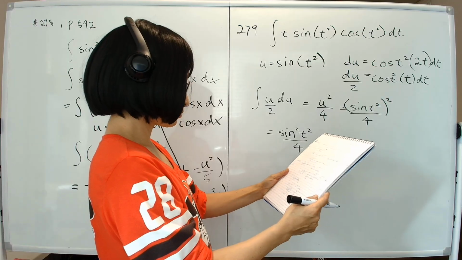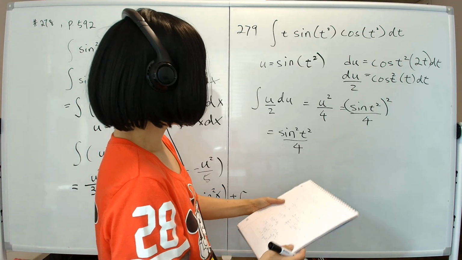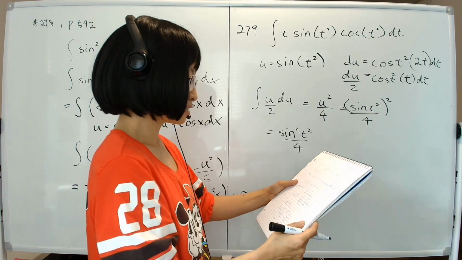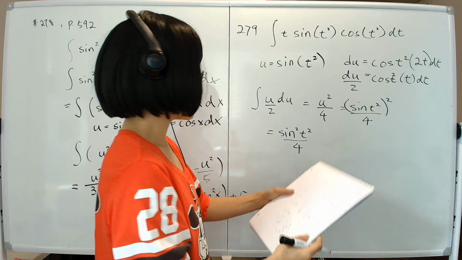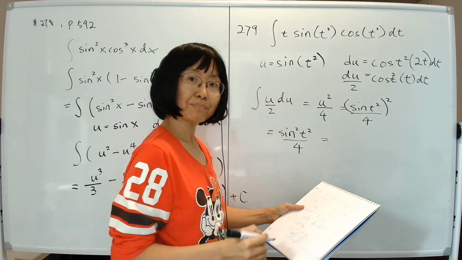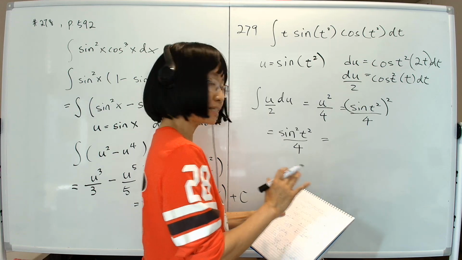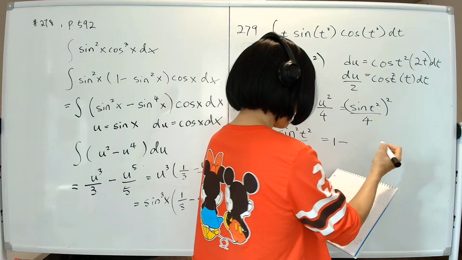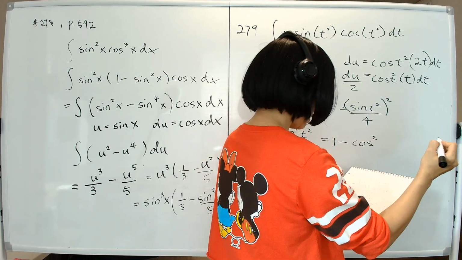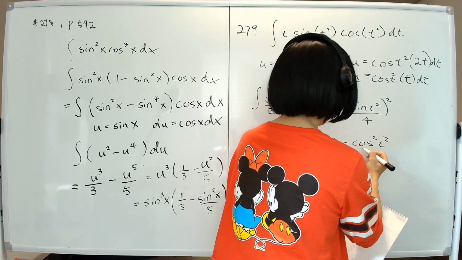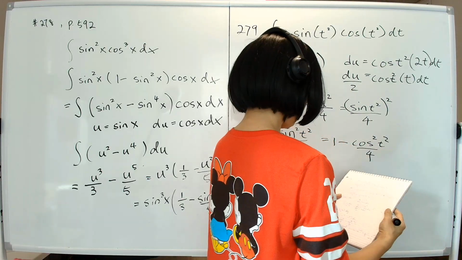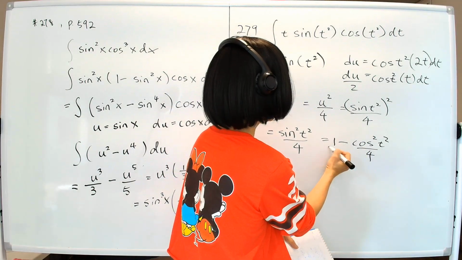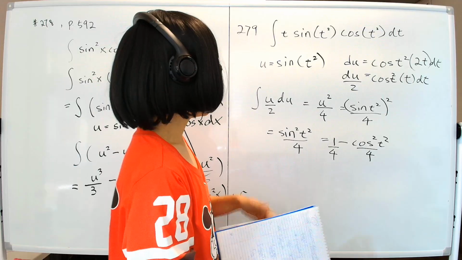And then that seems like a decent answer. However, if you look at the answer of the book, it gives you a slightly different answer. Because by the Pythagoras theorem, sine squared plus cosine squared equals 1, this also equals 1 minus cosine squared t squared over 4, I guess. Well, make sure there's a 4 here, okay? That's the right trigonometric function.